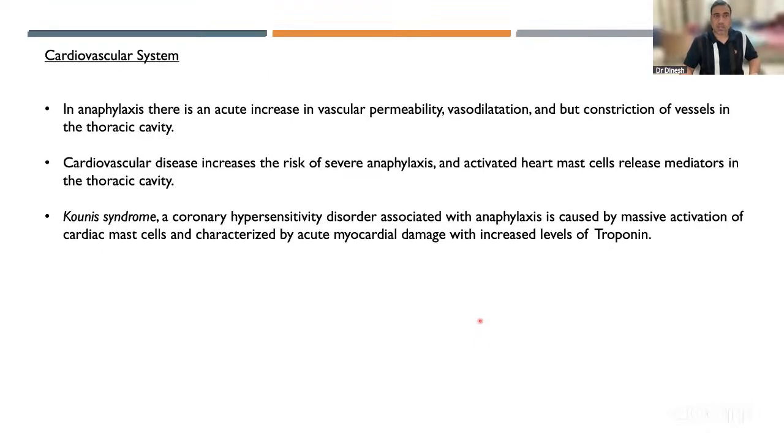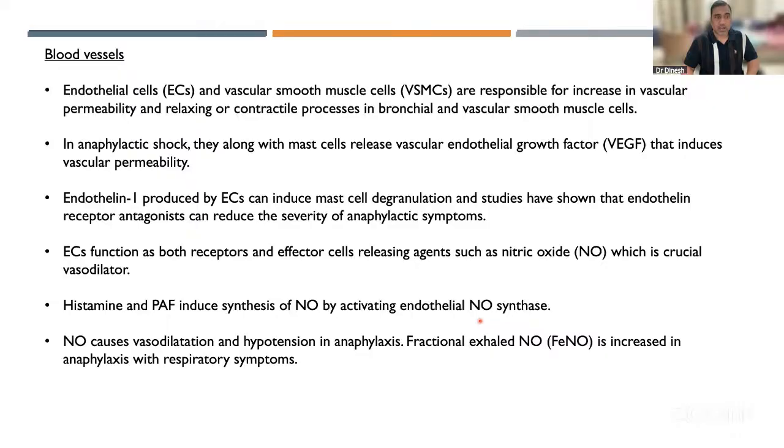In the cardiovascular system, we've seen that in anaphylaxis there is increased vascular permeability, vasodilation, and constriction of vessels in the thoracic cavity. Existing cardiovascular disease increases the risk of severe anaphylaxis, and even the activated heart mast cells can release mediators in the thoracic cavity. One of the hypersensitivity syndromes, called Kounis syndrome, is characterized by massive activation of the cardiac mast cells and by acute myocardial damage, which releases a lot of troponin, and that can be identified.